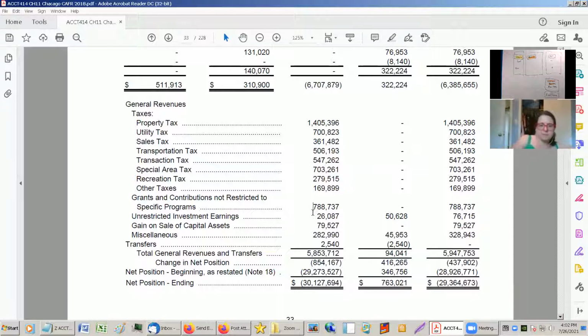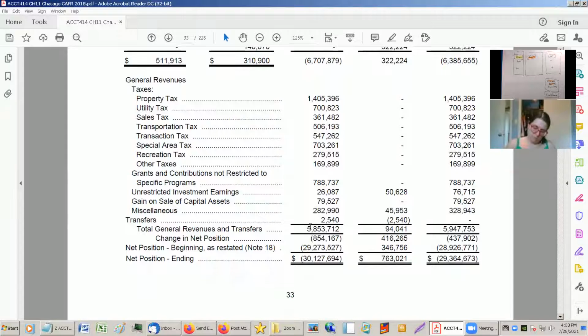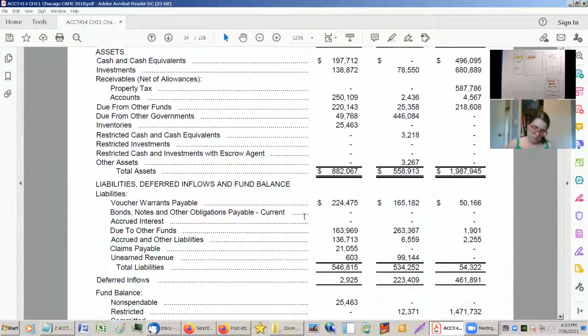So yeah. Well, looks like they did sell some assets here. They sold 79 million. Wow. Or I mean, I should say they had a gain on sale. So yeah, it's a big number.